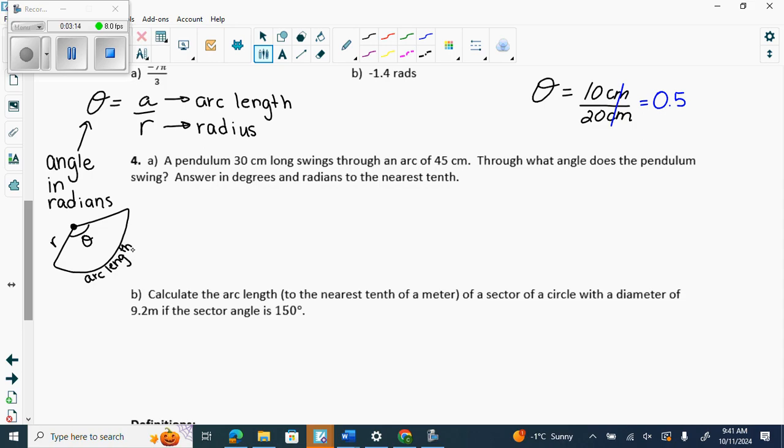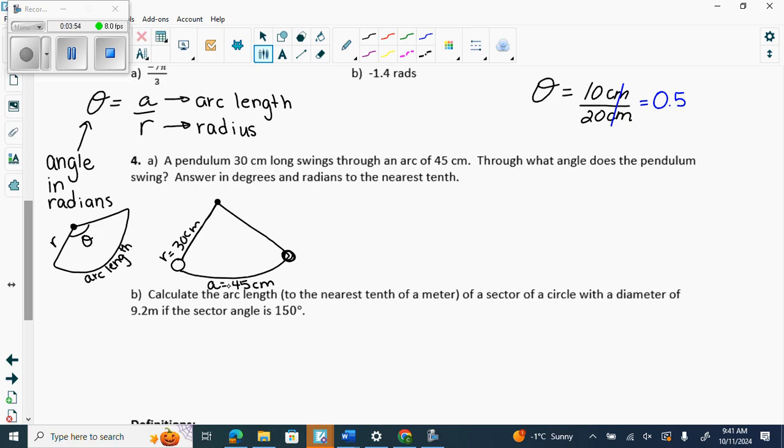Okay, so here we have a pendulum 30 centimeters long. So here's our pendulum. It's 30 centimeters long. It swings through an arc of 45 centimeters. So let's label these. This is my radius. This is my arc. And they have to be in the same units. I've never seen it where they're not, but if they aren't in the same units, you would have to convert them to be in the same units. Okay? Because we need those units to cancel off to get radians, correct?